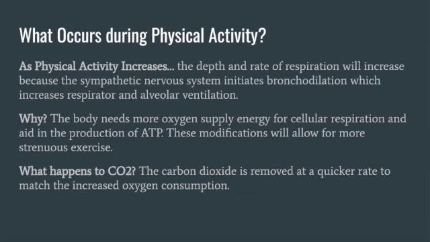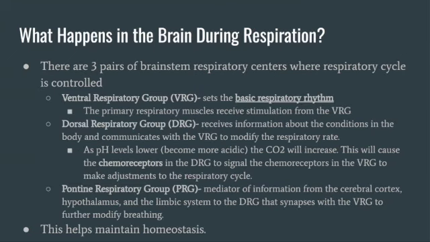Next, we're going to talk about what occurs during physical activity. Well, as physical activity increases, the depth and rate of respiration will increase because the sympathetic nervous system initiates bronchodilation, which increases respiratory and alveolar ventilation. Why? Well, the body needs more oxygen to supply energy for cellular respiration and aid in the production of ATP. These modifications will allow for more strenuous exercise. So basically, the body needs more oxygen so that it can have enough energy to exercise continually. But what happens to CO2? Well, the carbon dioxide is removed at a quicker rate to match the increased oxygen consumption.